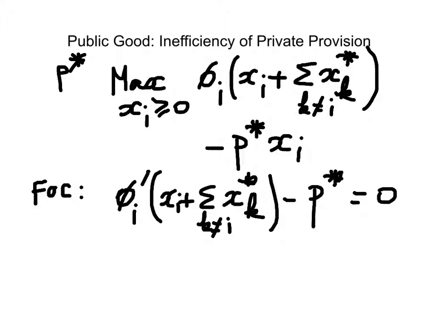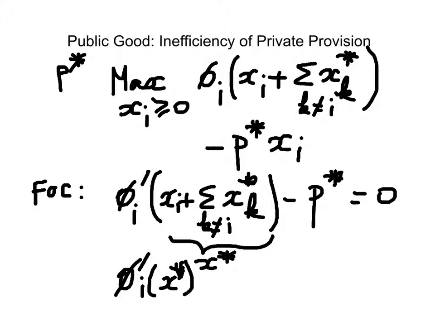Now you'll note what is inside here, what consumer I is purchasing plus what all the other consumers are purchasing, that must add up to X star. So we can call this X star here, which is the total level of public good in the economy. So the first order condition becomes that phi prime of X star is equal to P star. This is the first order condition for the consumers.